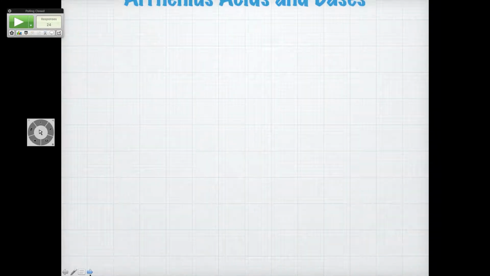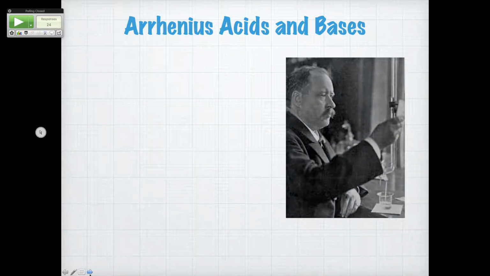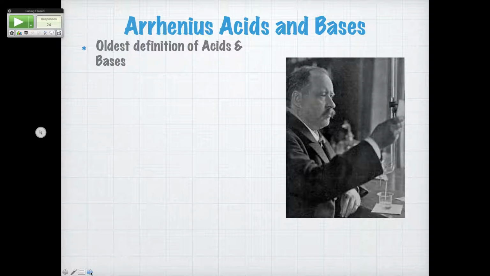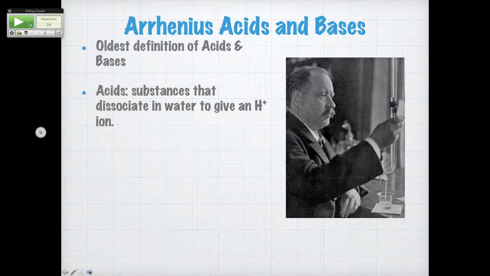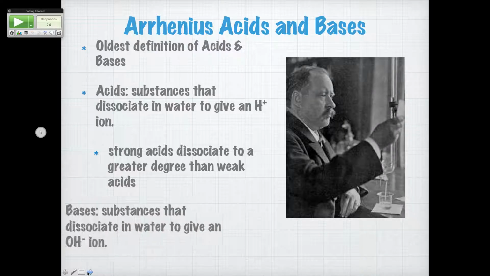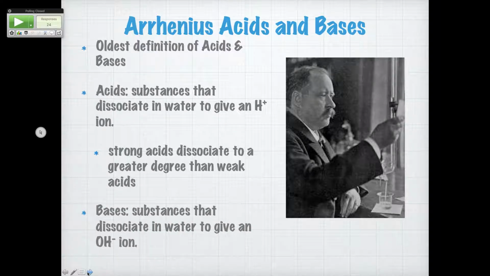Okay, I'm so excited we get to start chapter 2. Have you heard of this guy, Arrhenius? Arrhenius came up with our oldest definition of acids and bases. I'm going to go through it kind of quick because I'm praying that you've all discussed this. Acids are substances that dissociate in water to give an H+ ion. And what are bases? Bases are substances that dissociate and give you an OH- or a hydroxide ion. Okay, remember that.